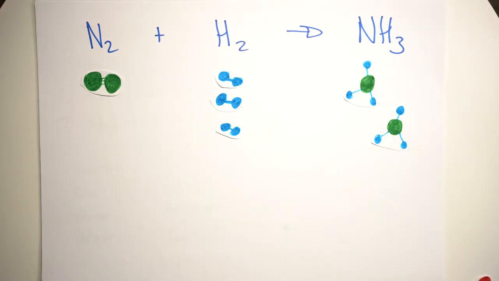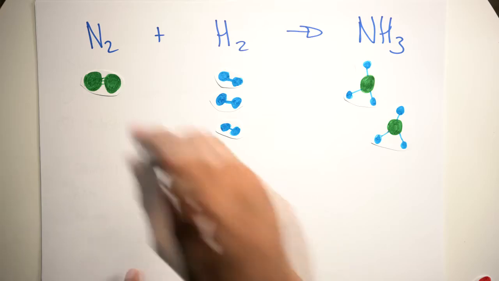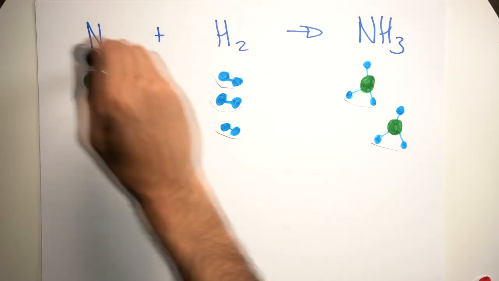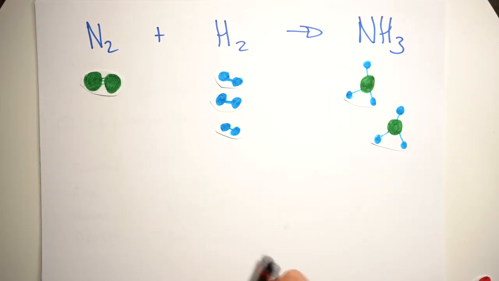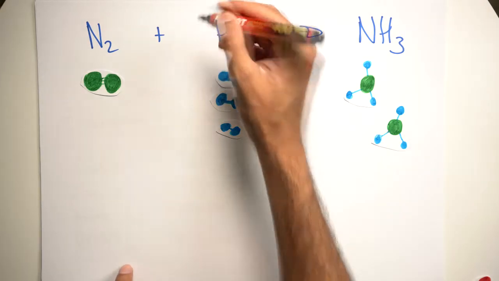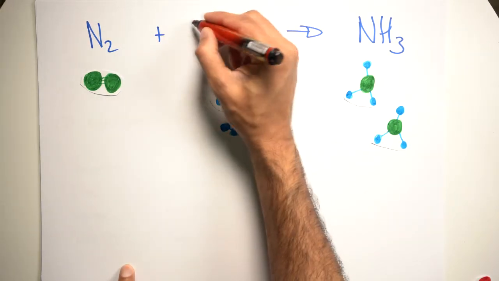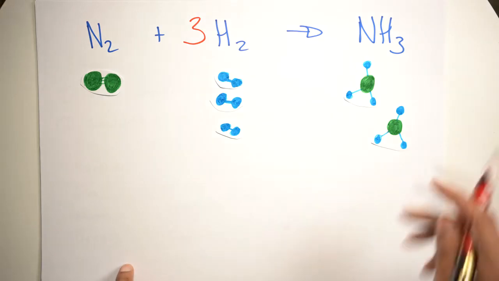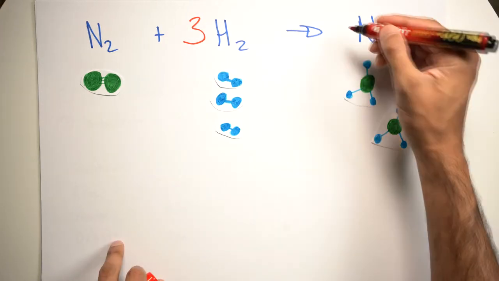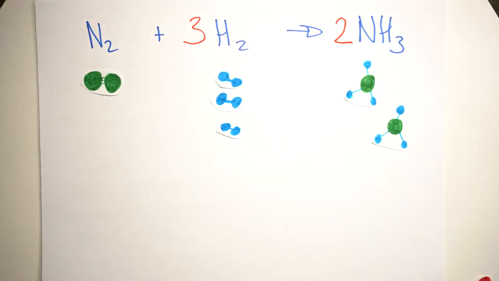Perfectly balanced. However, like I said, this does not get you the mark. What gets you the mark are the coefficients. I don't need to put a number here because I've only got 1 molecule of N2. I've got 3 molecules, 1, 2, 3 of H2, and I've got 2 molecules of NH3. That will get you your mark. So N2 plus 3H2 gives you 2 NH3. I'll show you the other method.